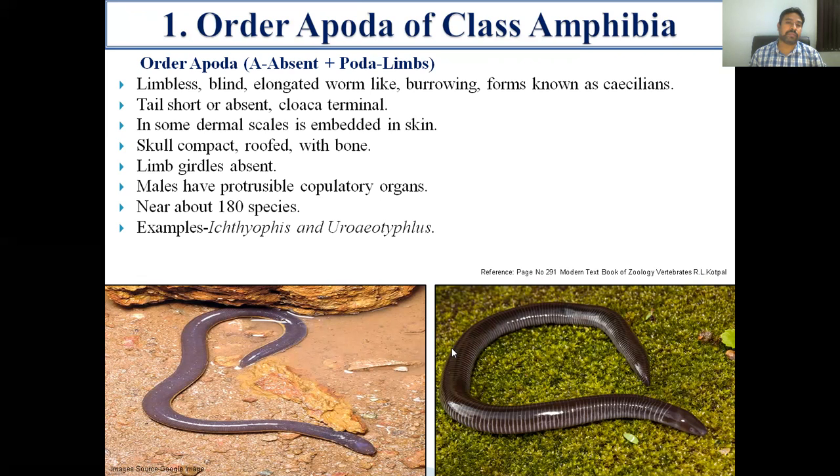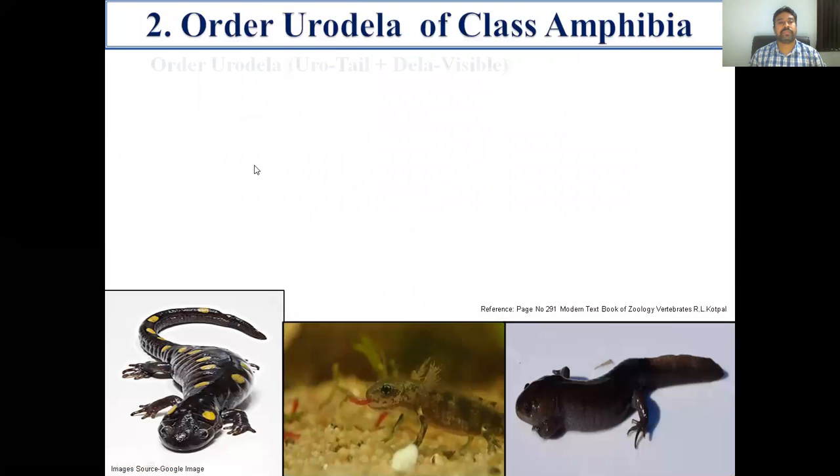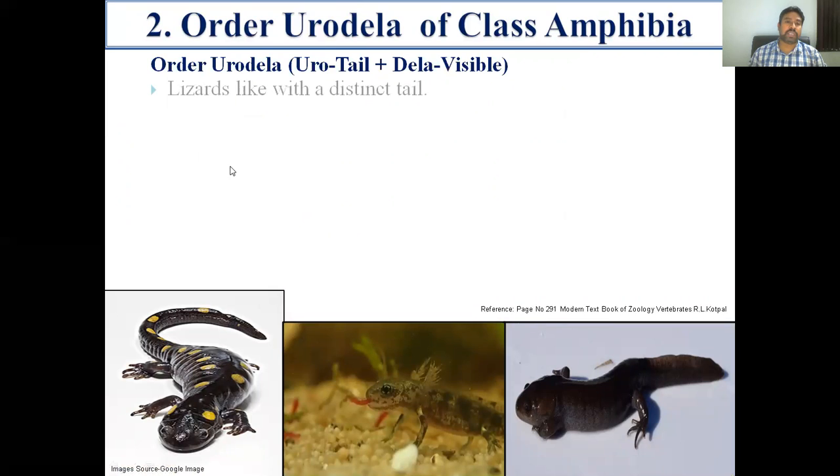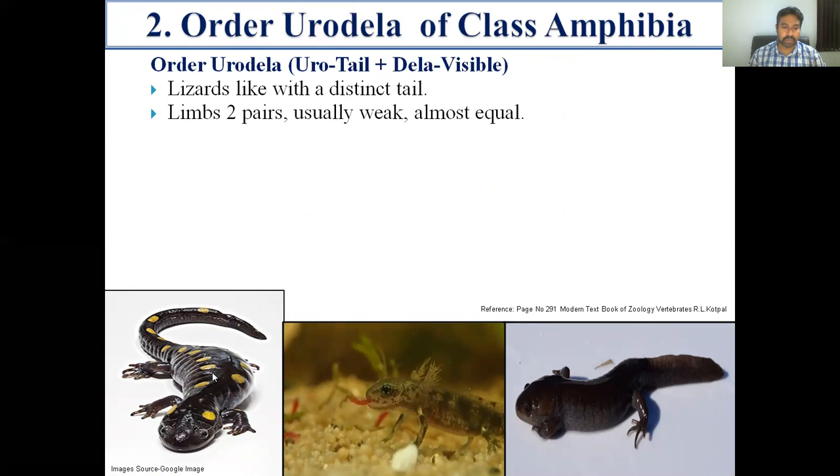The second order, order Urodela, includes lizard-like amphibians with a distinct tail. The limbs are two pairs, one pair of forelimbs and one pair of hind limbs. They are weak and almost equal. The skin is devoid of scales, and the tympanum, the hearing structure, is absent in the case of order Urodela.